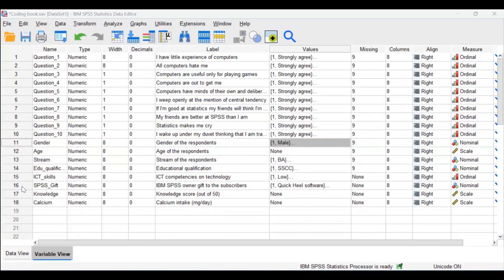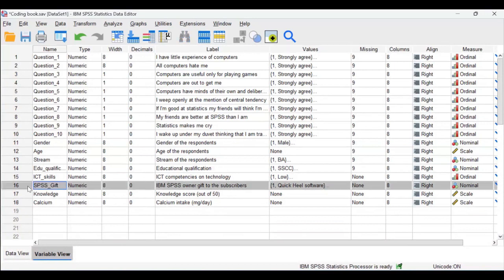Here we have serial number 16. I hope my screen is visible to all of you. SPSS coding book.